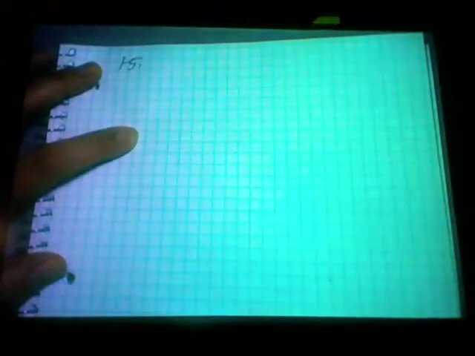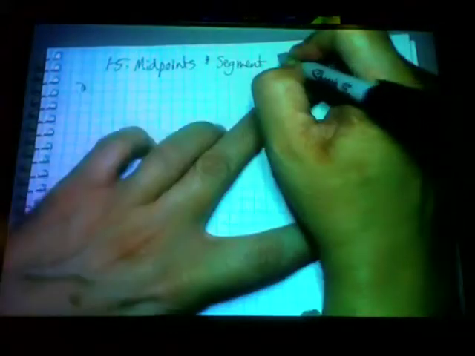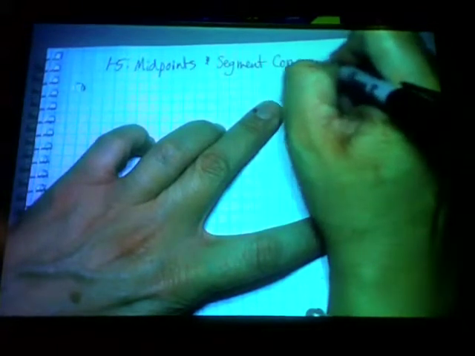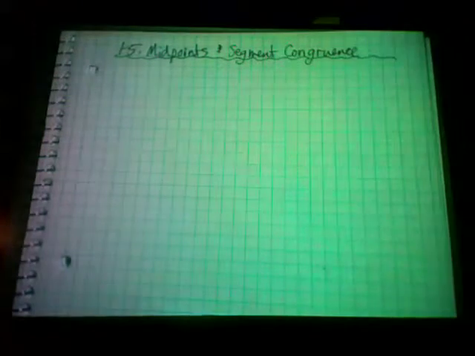Alright, so today we are going to review the midpoint formula. So we're going to talk about midpoints and segment congruence. So the first thing that we need to look at is, what is the midpoint formula? So let's review what that is.